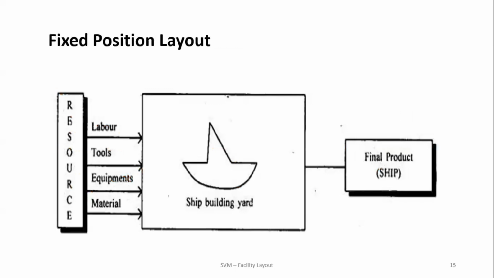Next is our fixed position layout, where the product will be in a fixed stationary position, whereas all the resources will come towards the product we are planning to manufacture. Labor, tools, equipments, material, everything will come to that fixed position. And then finally, the product is getting produced.